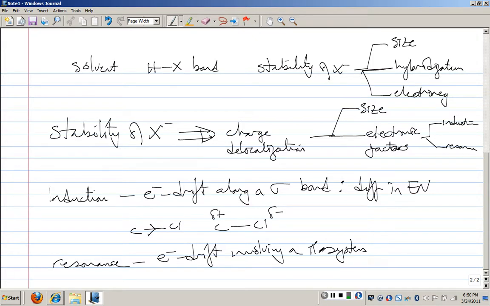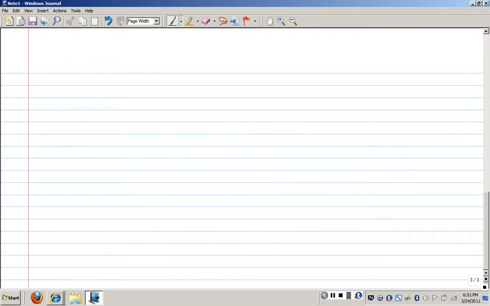Another factor that affects the strength of the conjugate base is electronic factors. And there are two electronic factors that we will consider. One is induction, which is electron drift along a sigma bond. And the other is resonance. So let's see how these things play out. We defined induction a second ago.